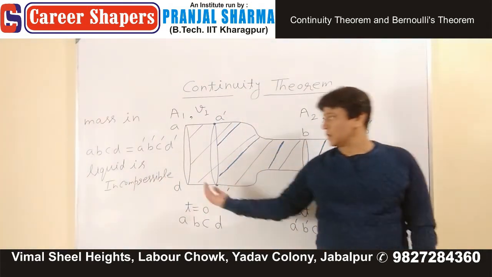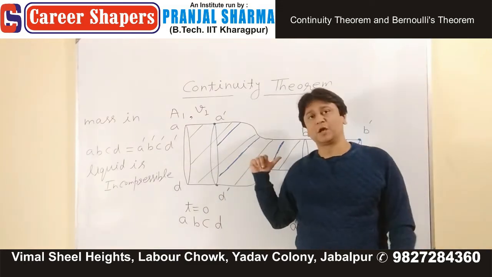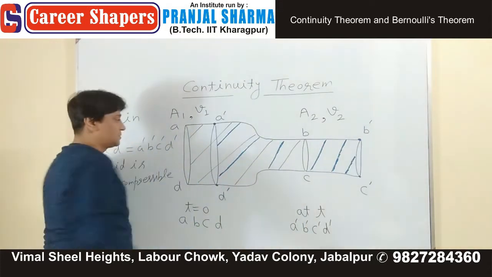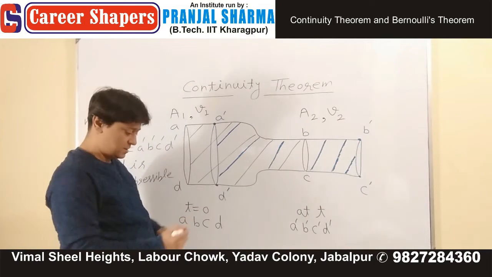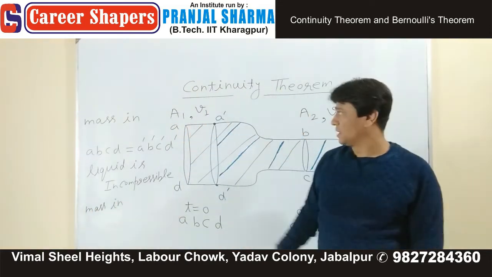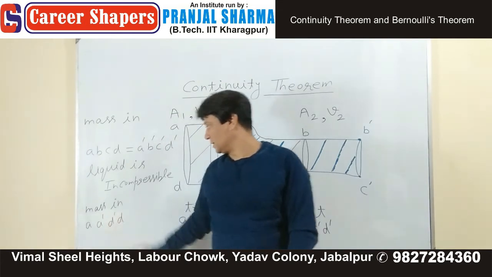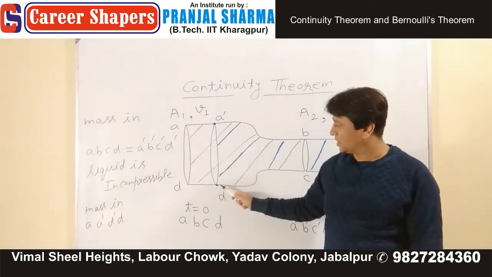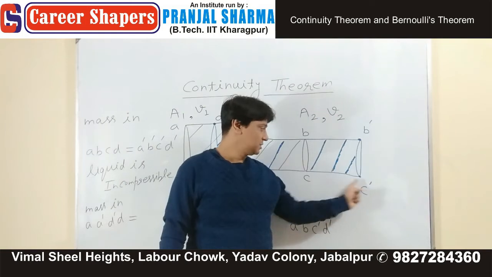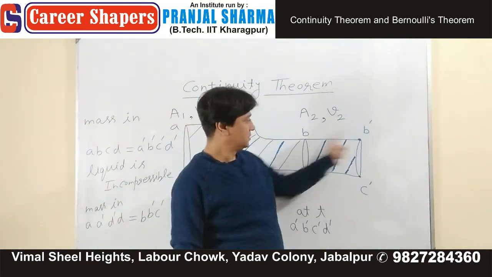If this black portion becomes blue, black becomes blue, we are saying that mass is what? Same. If mass is same, then it also tells us what? Mass in A dash, D dash, D is same as mass in B dash, C dash, C.